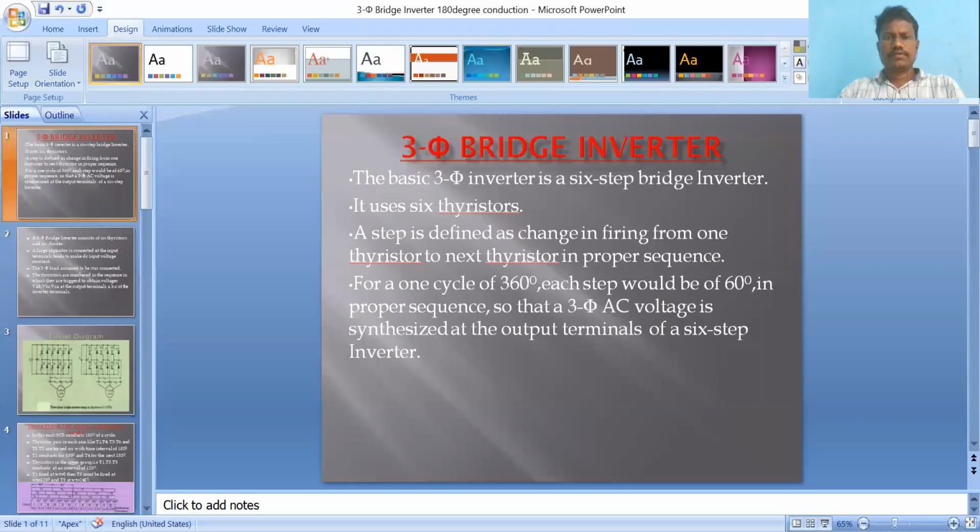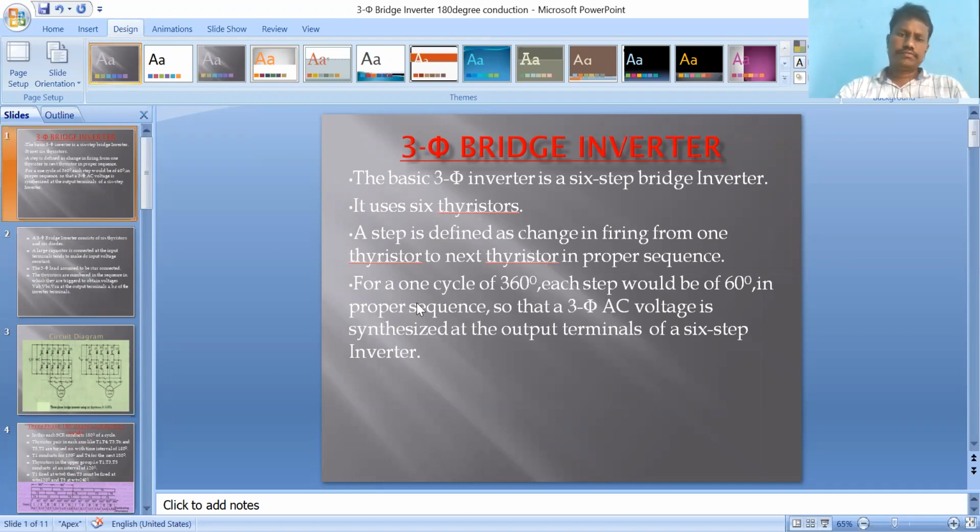Hello, today we're discussing the three-phase bridge inverter. The three-phase bridge inverter consists of 6 thyristors. It is also called a 6-step bridge inverter.